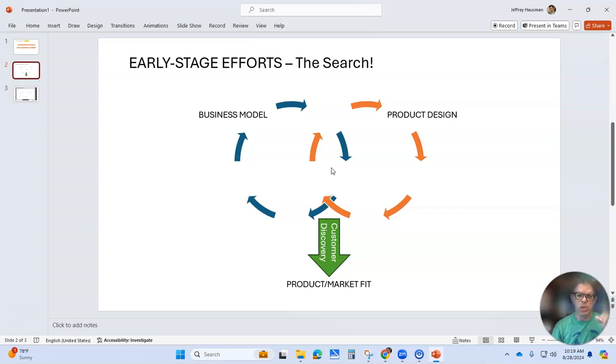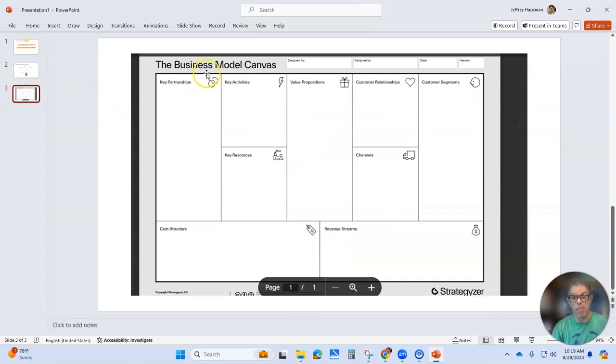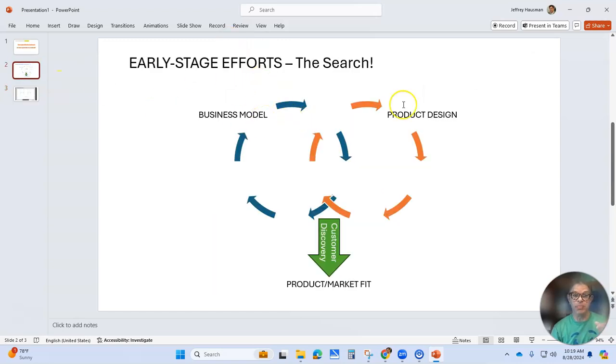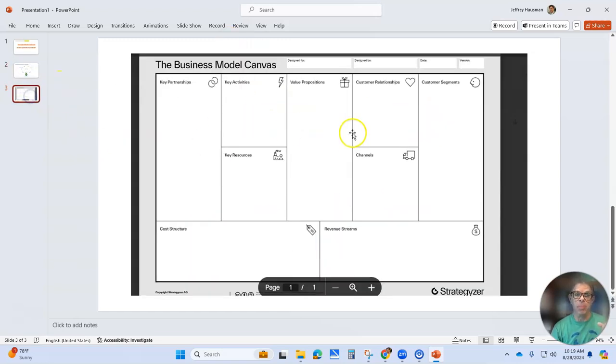So the two ideas, ways of proceeding that we're going to discuss and get into, really is using what's called the business model canvas. Okay, so we're basically going to talk about tools that you can use to engage in these processes, the business model and the product design components. So the business model canvas is where you get a kind of start.